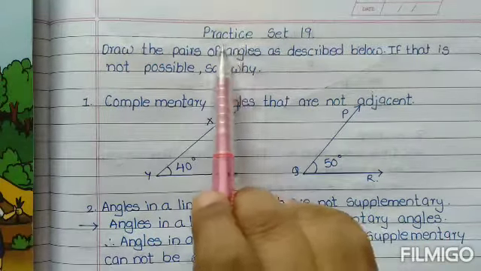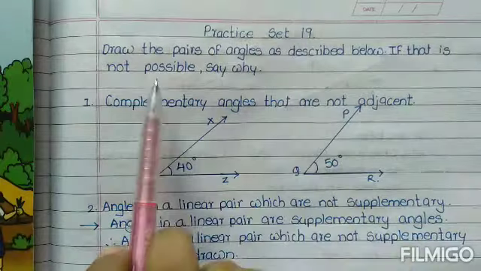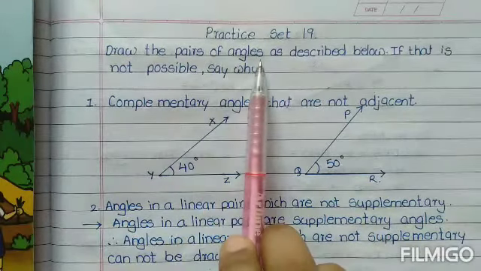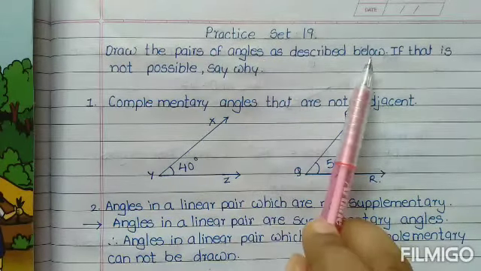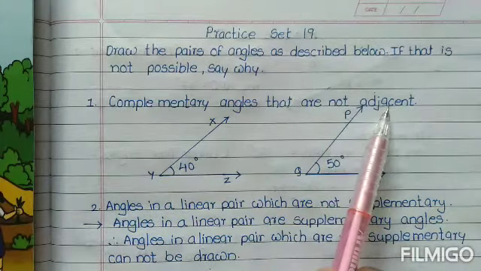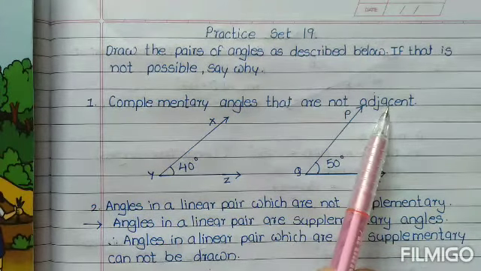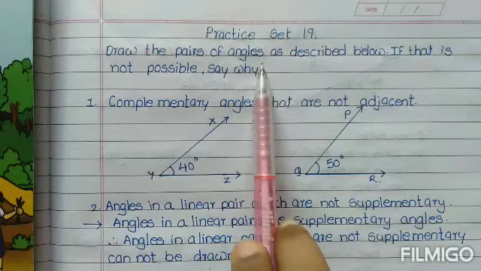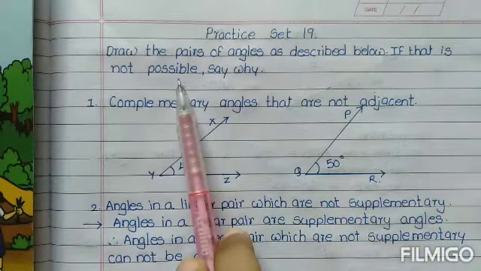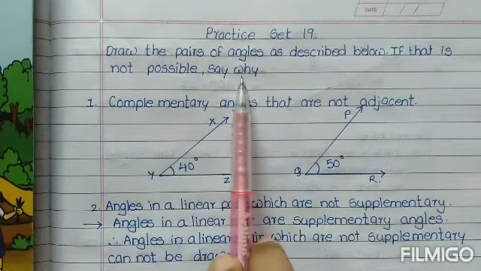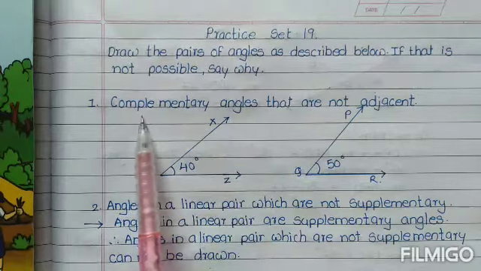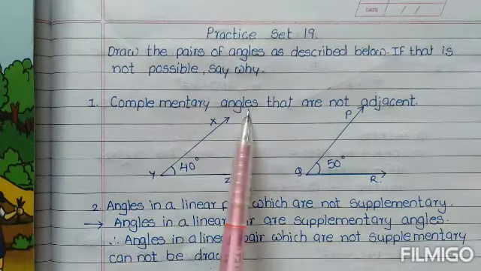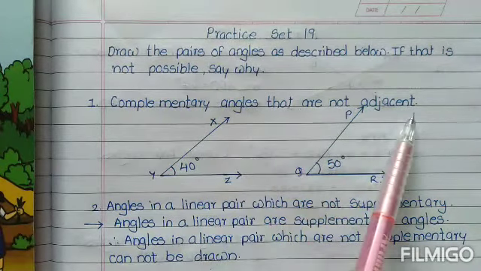Let us start with practice set 19. Draw the pair of angles as described below. A statement is given, and with the help of that, we have to draw a pair of angles. If that is not possible, we have to give the reason why we cannot draw that pair of angles. First statement: complementary angles that are not adjacent.